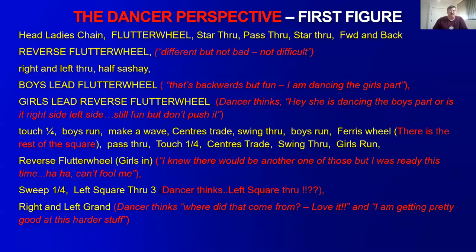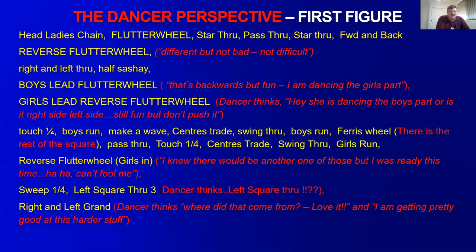Then you call a reverse flutter wheel. The dancer thinks, okay, that's different, not bad, but not difficult. A right and left through with a half sashay. Okay, the boy's sliding behind the girl and coming forward right into that flutter wheel. The dancer's thinking, okay, that's backwards. It's fun. I'm dancing the girl's part, the boy thinks. The girl thinks, oh, I'm dancing the boy's part.